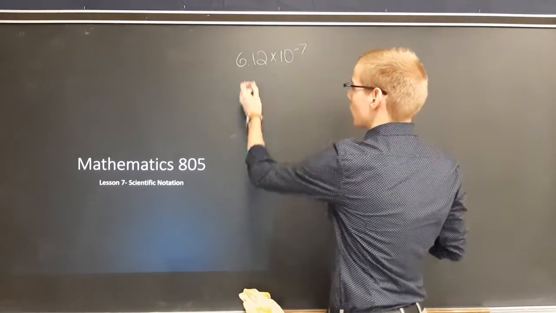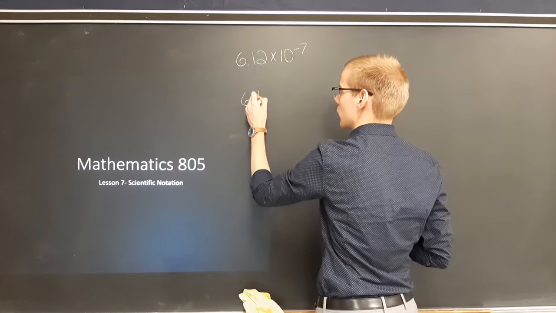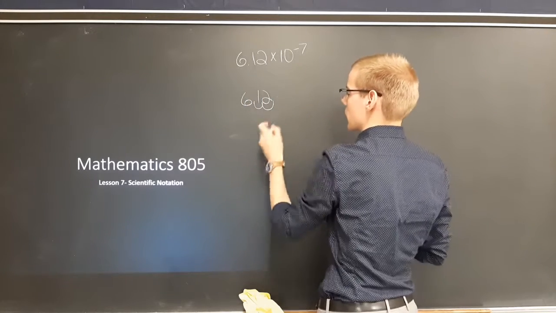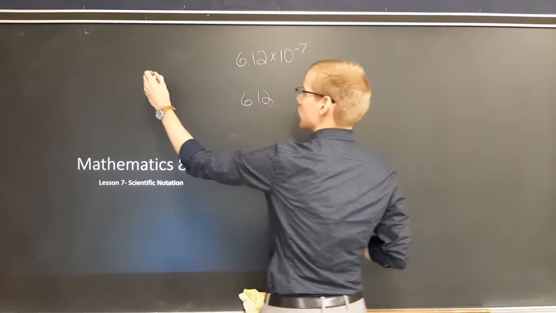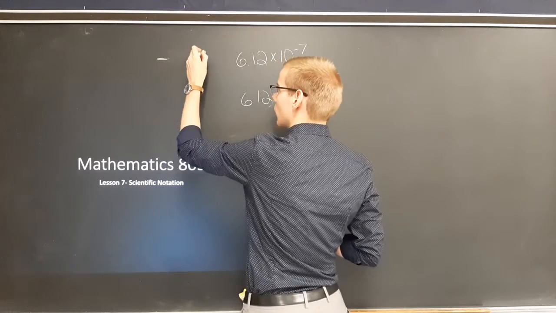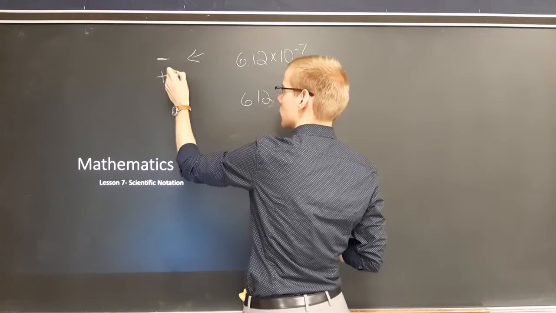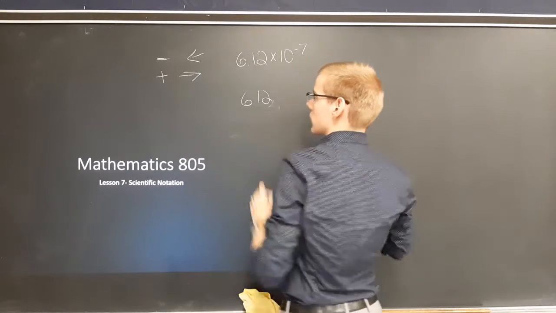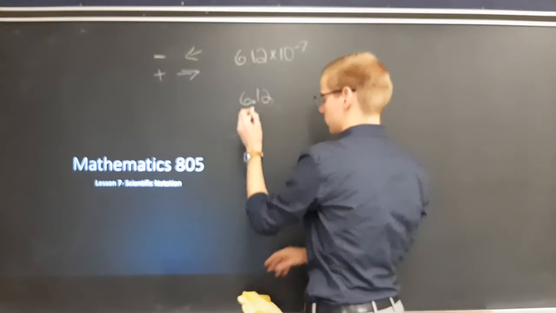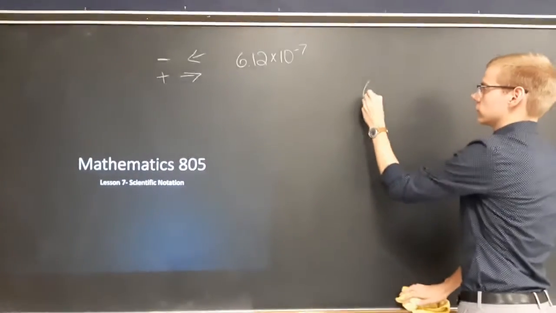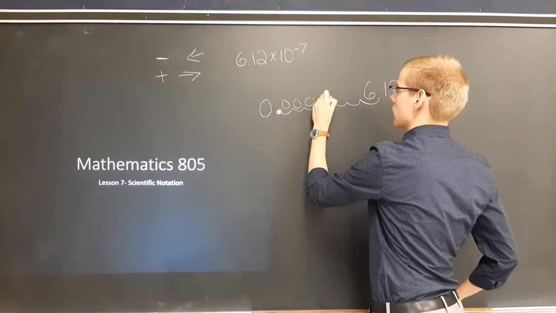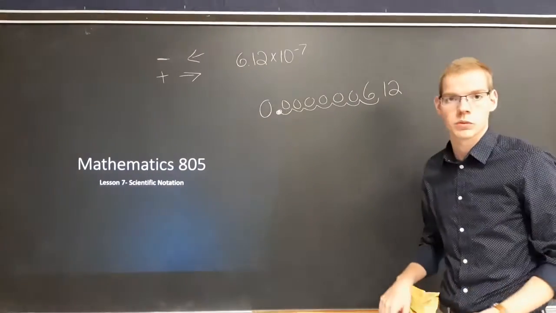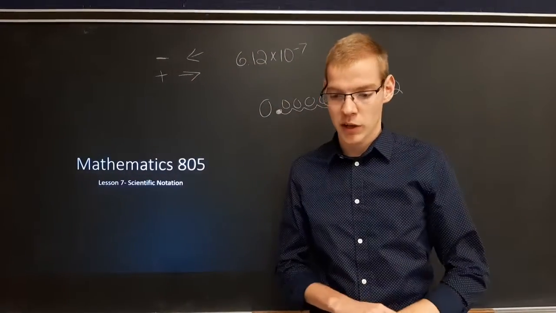Now, negative 7. So you take 6.12, move it over 7 times. 1, 2. Oh, the other way. It's the negative number. Negative numbers, we go that way. Positive numbers, positive exponents, we move it this way. So we have the decimal there, and move this over. 1, 2, 3, 4, 5, 6, 7. 0.000000612. There you go. You have that number.